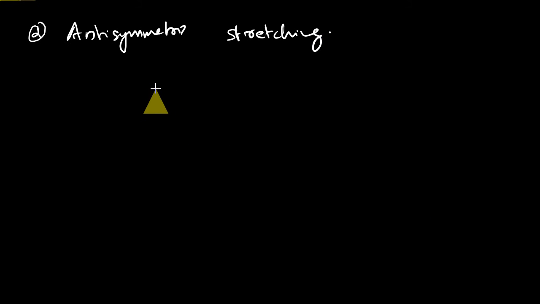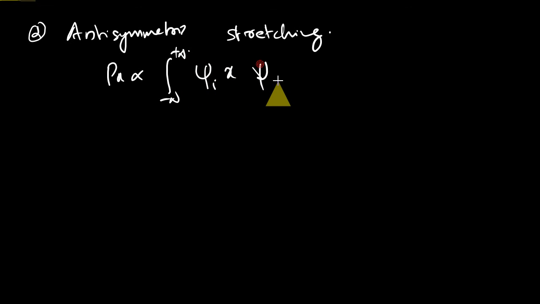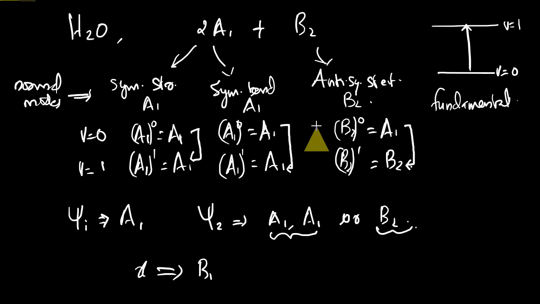And for that I am going to calculate the Px, Py and Pz. So Px is proportional to the integral from minus infinity to plus infinity of psi i, x, psi f d tau. What about psi i and psi f in this case? In the case of anti-symmetric stretching, psi i is A1 and psi f is equal to B2. So the ground vibration level corresponds to A1 symmetry, the excited vibration level corresponds to B2 symmetry. So actually it is a transition from A1 symmetry to B2 symmetry.